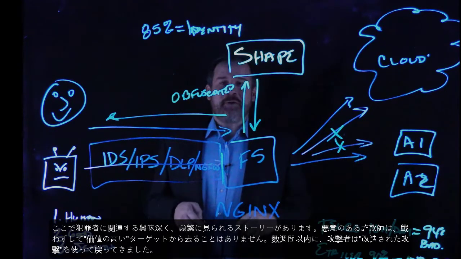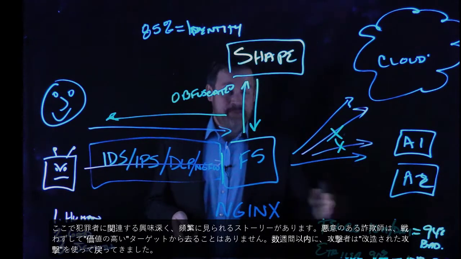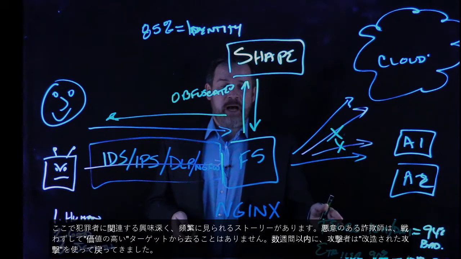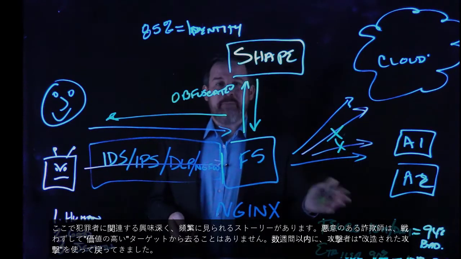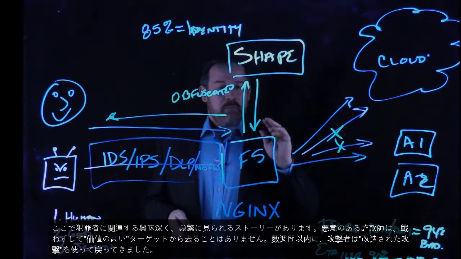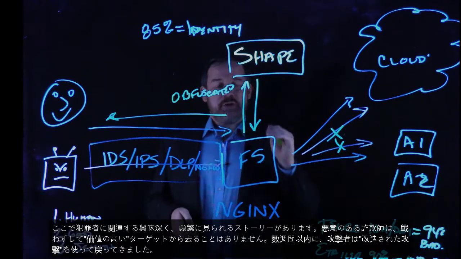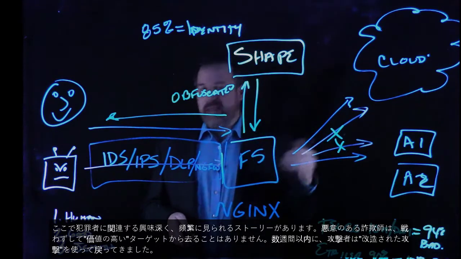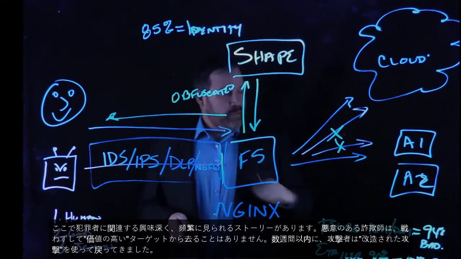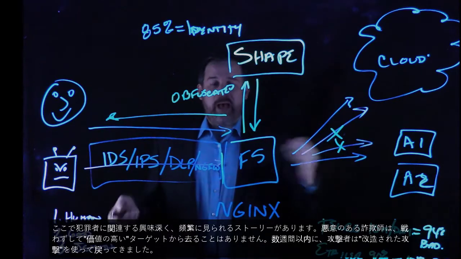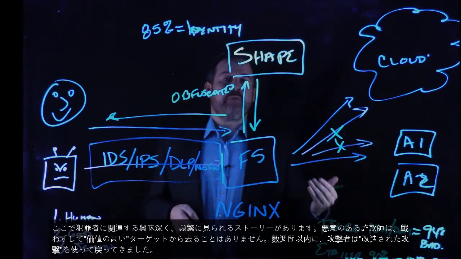But here's where the story gets really interesting. And this happens more frequently than not. And it relates to criminal behavior. Malicious fraudsters don't leave a high-value target without a fight. So within a couple weeks, they were back. And they had retooled their attack.